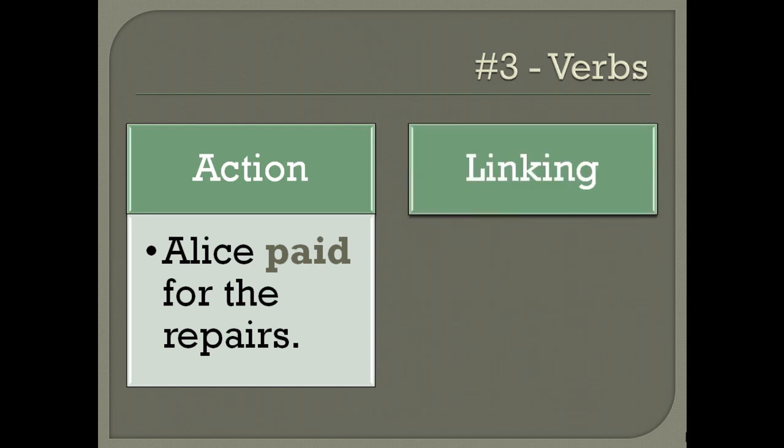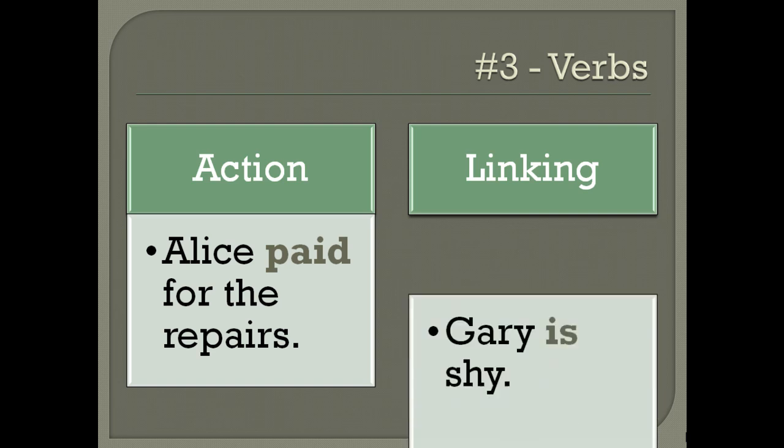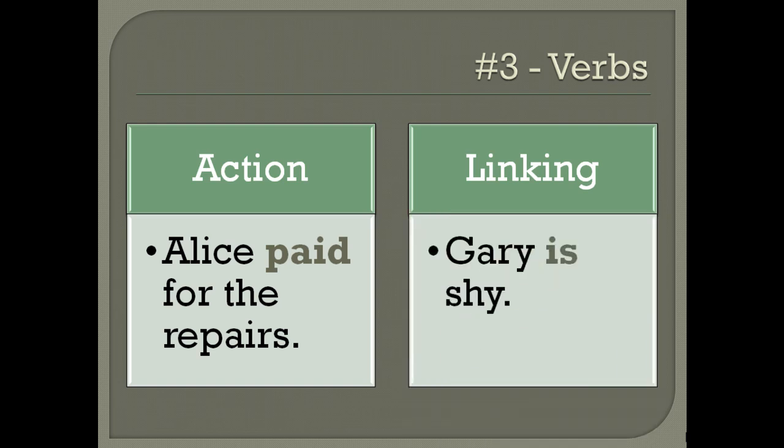Linking verbs describe a state of being rather than action. The most common verb to describe a state of being is the verb to be in all of its forms, such as is, was, am, and so forth. Consider the sentence, Gary is shy. There is no action involved, just a state of being.